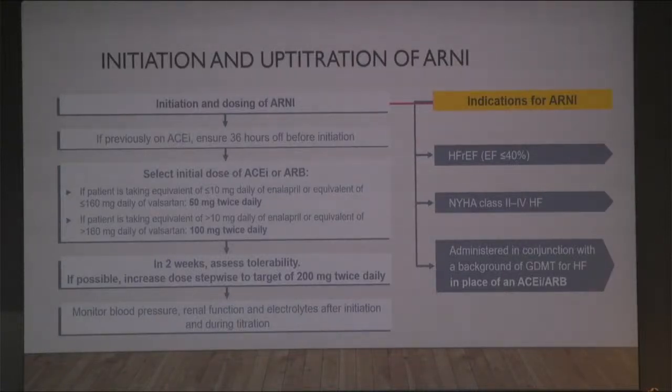So now, how do you initiate or up-titrate ARNI? ARNI is indicated in every case of HFrEF with NYHA class 2 to 4 and it can be co-administered with beta blockers and MRAs. If the patient is on ACE inhibitor, we have to give a 36-hour washout before initiation of ARNI. If the patient is de novo for RAS or is taking less than 10 milligram equivalent of enalapril or less than 160 milligram per day equivalent dose of valsartan, you start with 50 milligram twice a day of ARNI. And if the patient was taking more than 10 milligram per day equivalent dose of enalapril or more than 160 milligram equivalent dose of valsartan, you can start with 100 milligram twice a day. You can keep on up-titrating the doses every 2 weeks, but you have to keep an eye on blood pressure, renal function, and electrolytes.